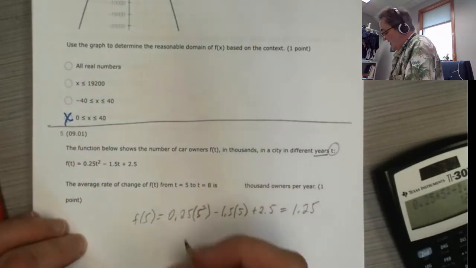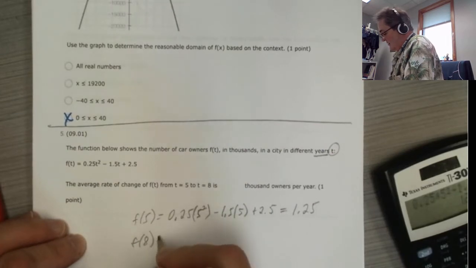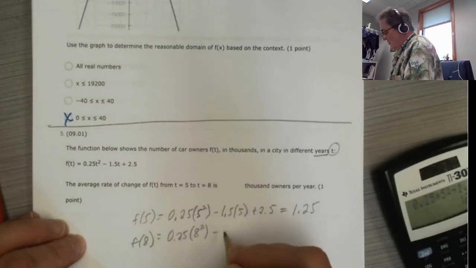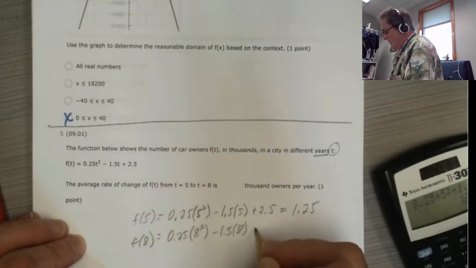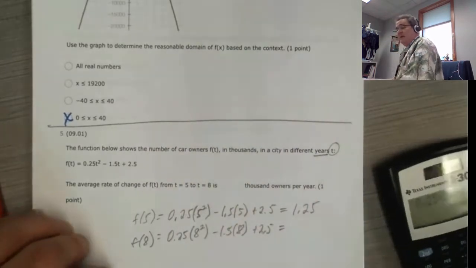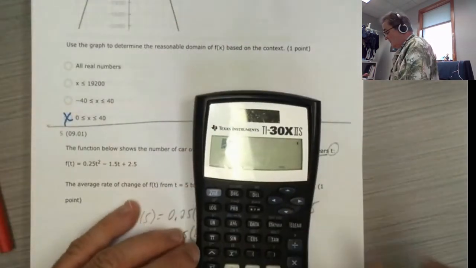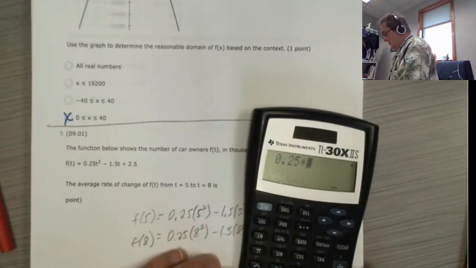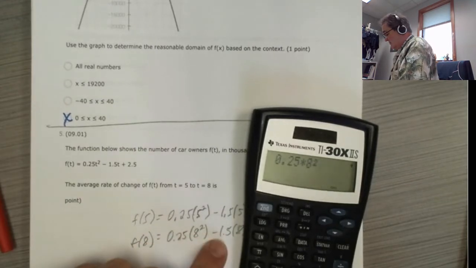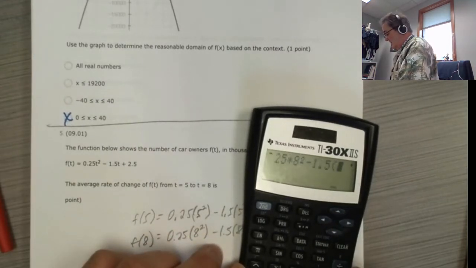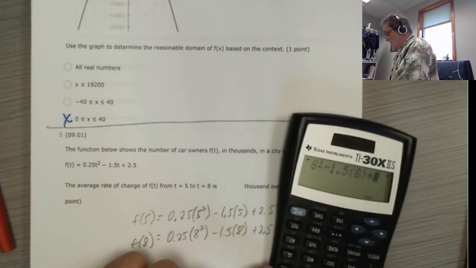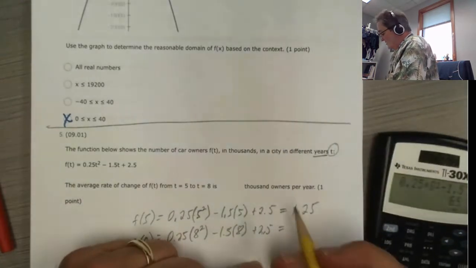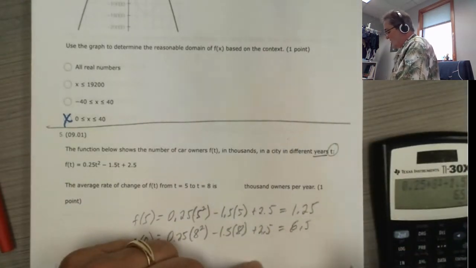Now we need to know year 8. So f of 8, 0.25 times 8 squared minus 1.5 times 8 plus 2.5. Let's see how many thousands of car owners there are in year 8. 0.25 times 8 squared minus 1.5 times 8 plus 2.5. 6.5. So there are 6.5 thousand car owners in year 8.